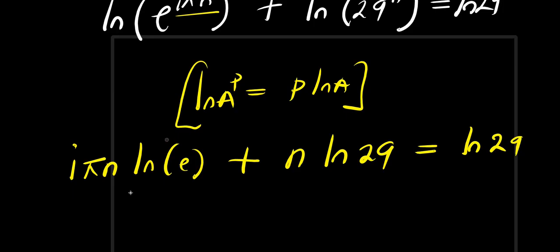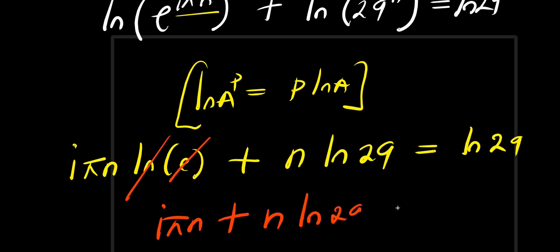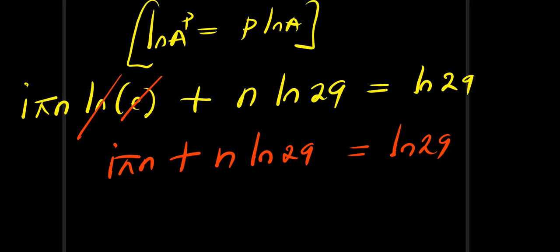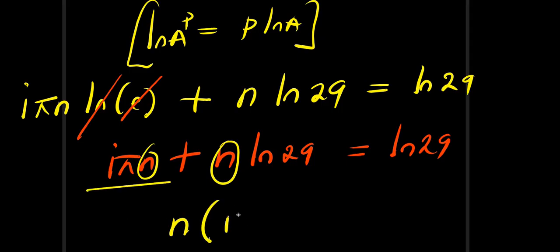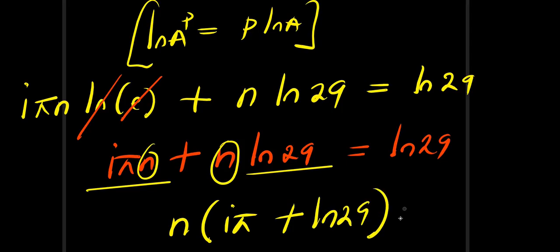Now, this cancels this. I will simply have i times pi times n plus n times the natural log of 29 equals the natural log of 29. So from here, I can factor this out. I have n times (i times pi plus the natural log of 29) equals the natural log of 29.